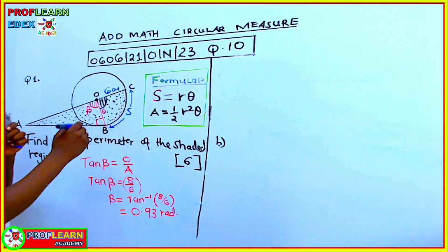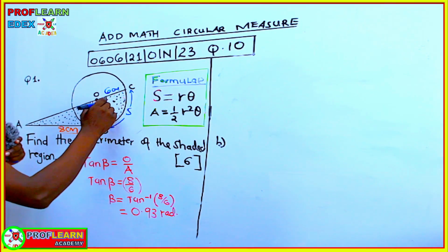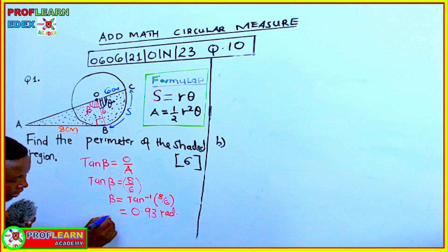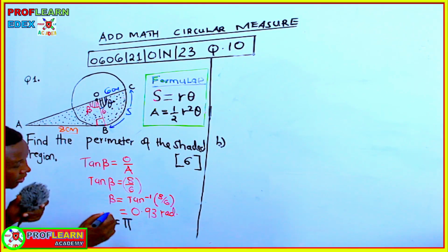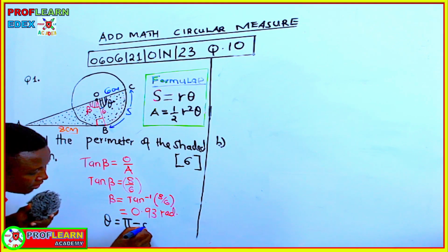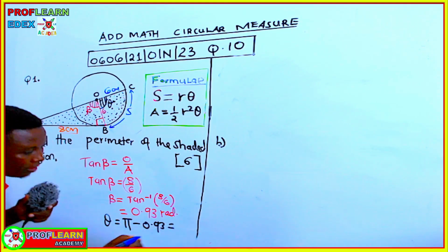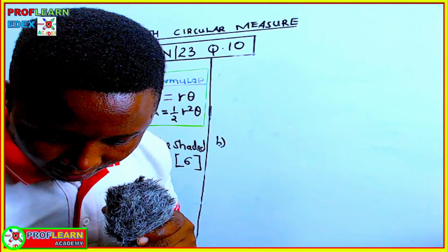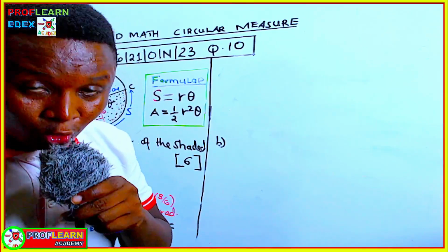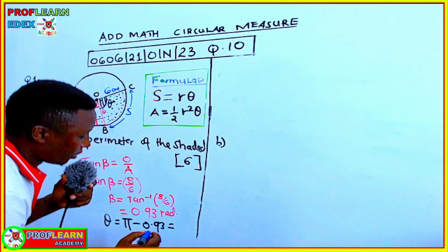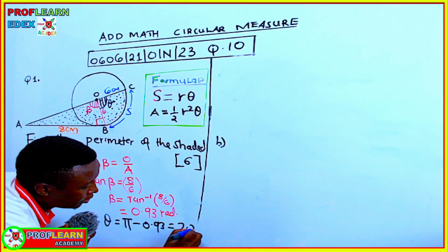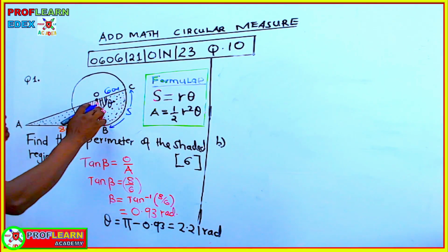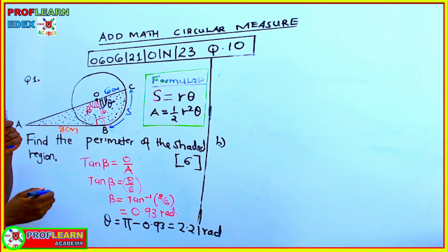Because this is a straight line, this is going to be our angle theta. So theta is going to be pi, which is 180 for a straight line, minus 0.93. If we work it out, pi minus the answer, we're going to get 2.21. So the angle that we have at this given point is 2.21 radians.